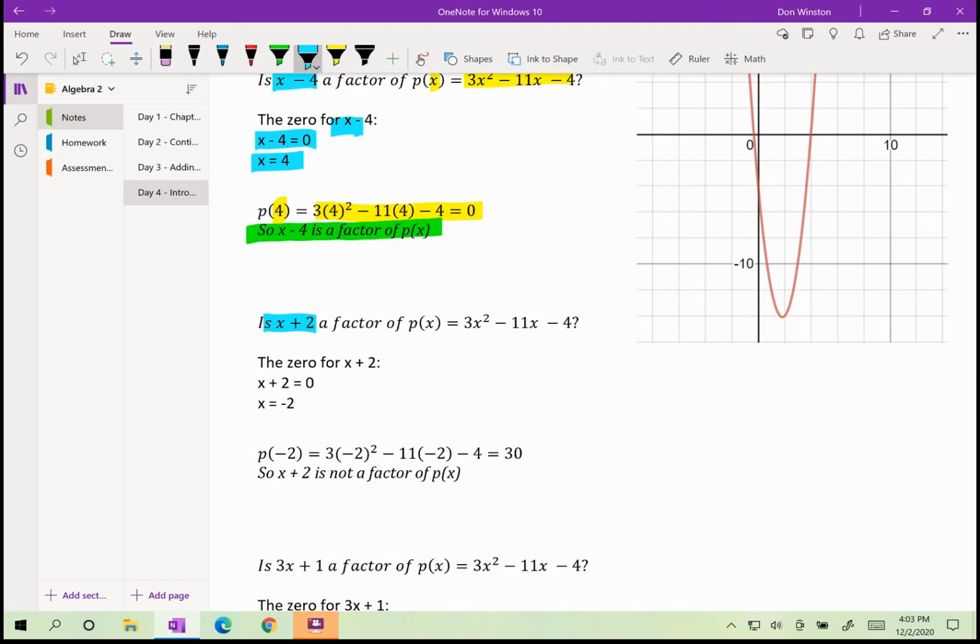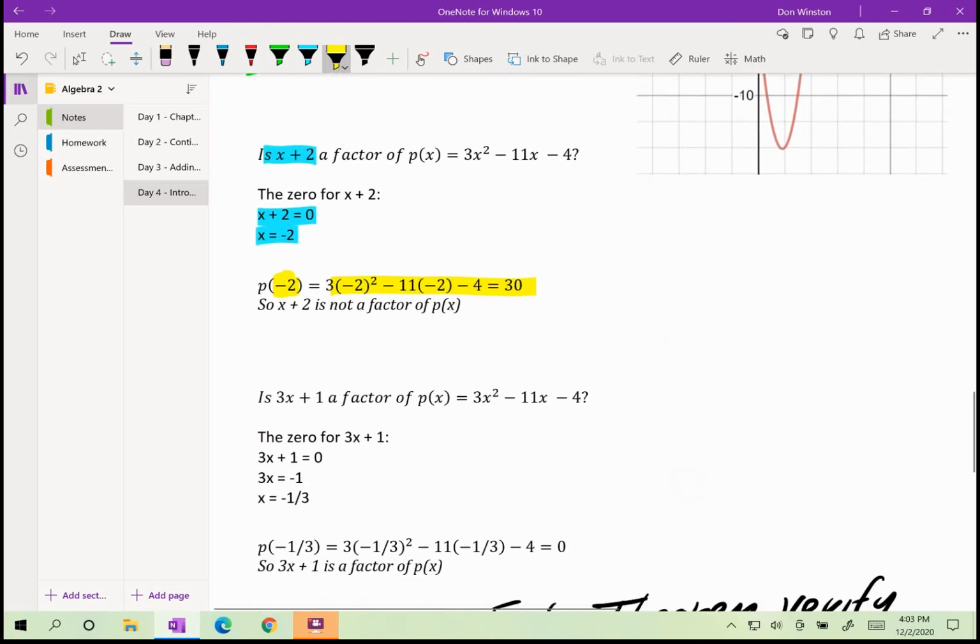Well, let's see here. We have to find a 0 for x plus 2. The 0 for x plus 2 is x is equal to negative 2. Now we'll plug negative 2 into that polynomial, and we get 30. We don't get 0. So x plus 2 is not a factor of that polynomial 3x squared minus 11x minus 4. It is not.